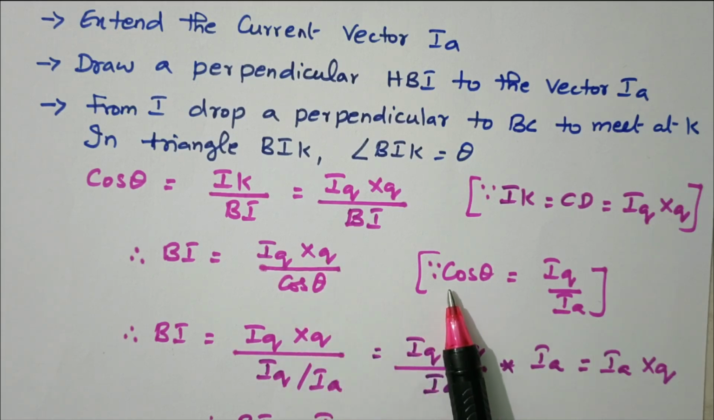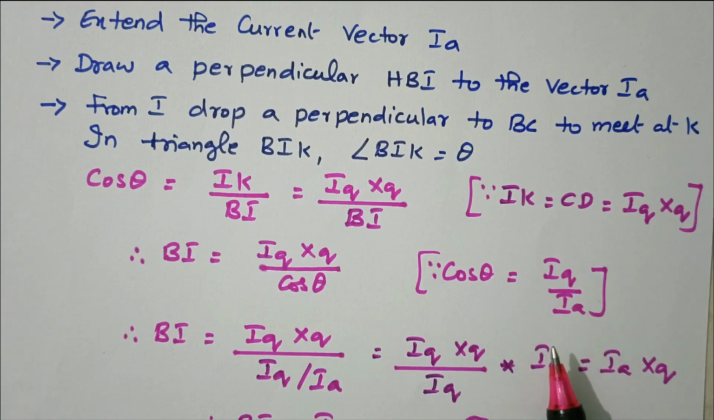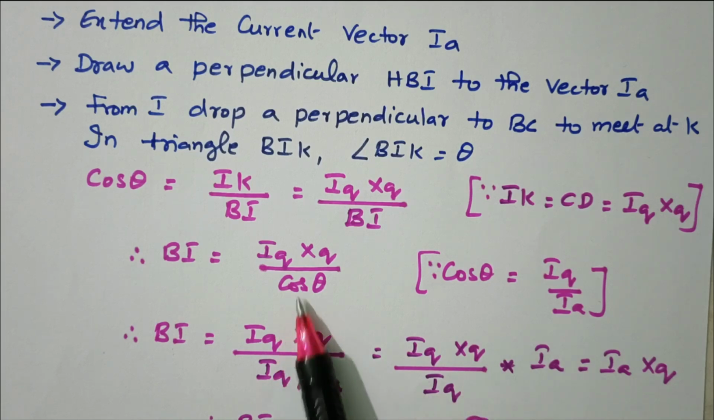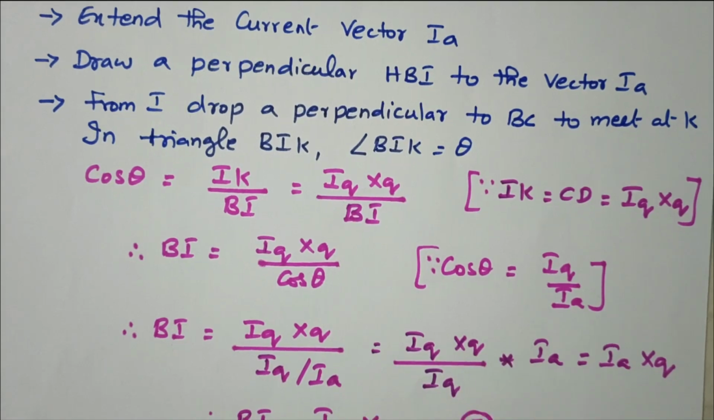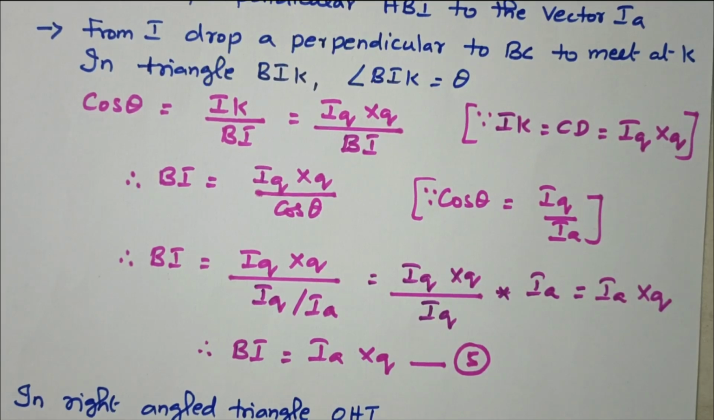because cos theta equals IQ by IA. So we can substitute that. This cos theta is replaced by IQ by IA. The IQ got cancelled, and this IA will go to the numerator. So IA XQ by IQ into IA, that is equal to IA XQ. Right? This IQ got cancelled. Only we have IA into XQ. So BI equals IA XQ. This is equation number 5.